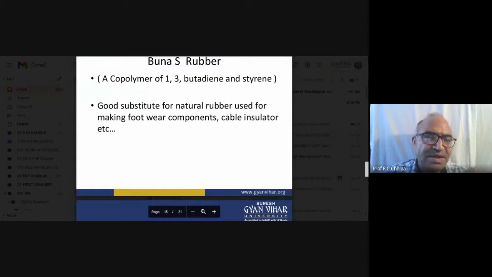So this copolymer of 1,3-butadiene and styrene is a good substitute for natural rubber, used even for footwear components and cable insulation.